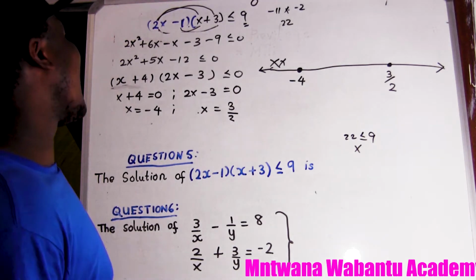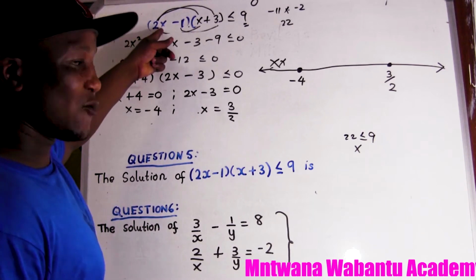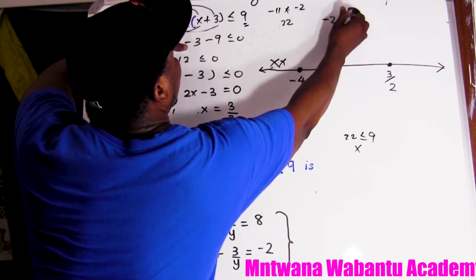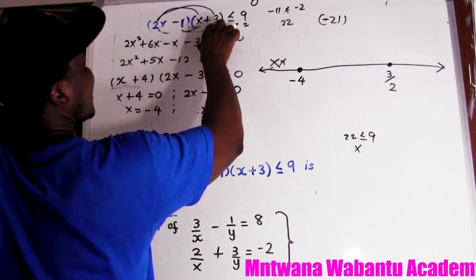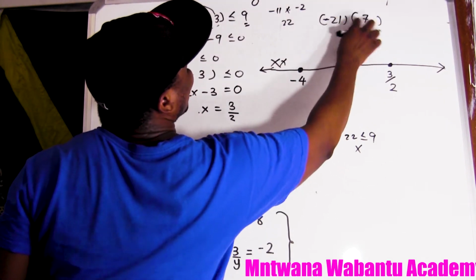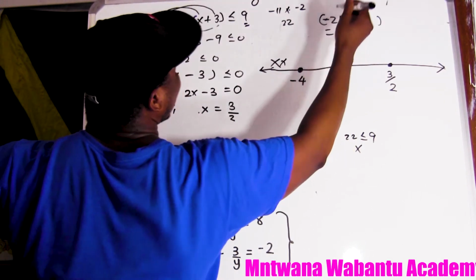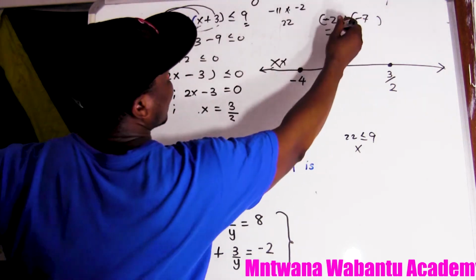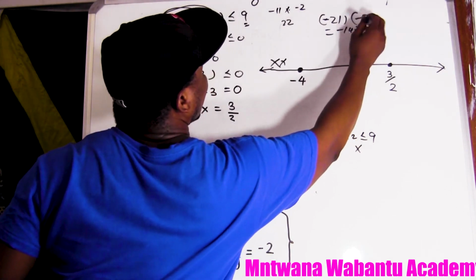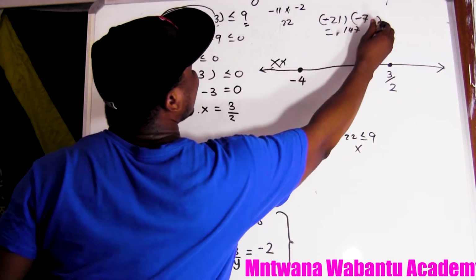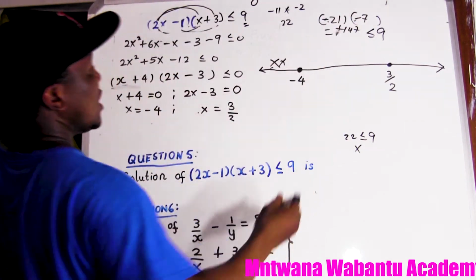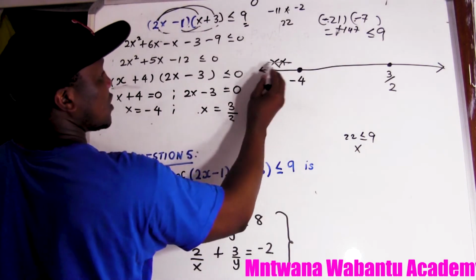For example, negative 10, negative 20, negative 20 minus 1, negative 21. Okay, let's multiply. Negative 10 plus 3, negative 7. When you multiply this, it's going to give you a bigger number, 147. Is 147 negative or positive? Negative, negative, positive. Is it less or equal to 9? No, it's not true, because this is a bigger, positive number. So here it's not true.